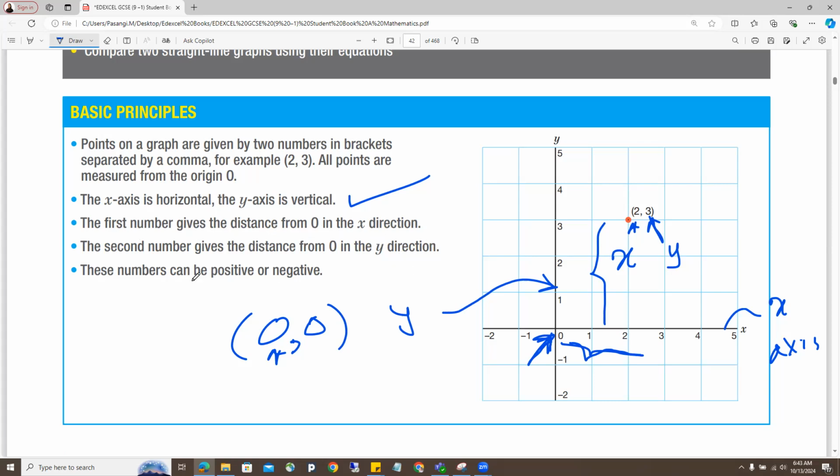These numbers can be positive or negative as well, because we can mark a dot here as well. Then we denote it as (-2, 4), because the x value is minus 2 and the y value is 4. That's how we mark the point. Is it clear? Yes, miss.